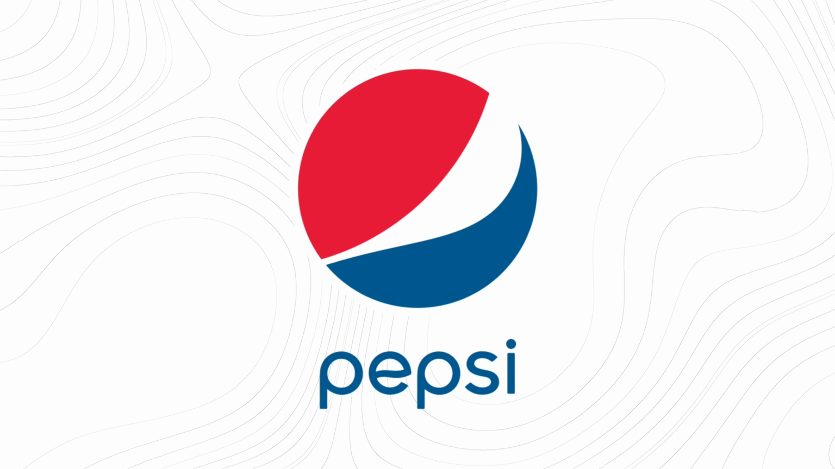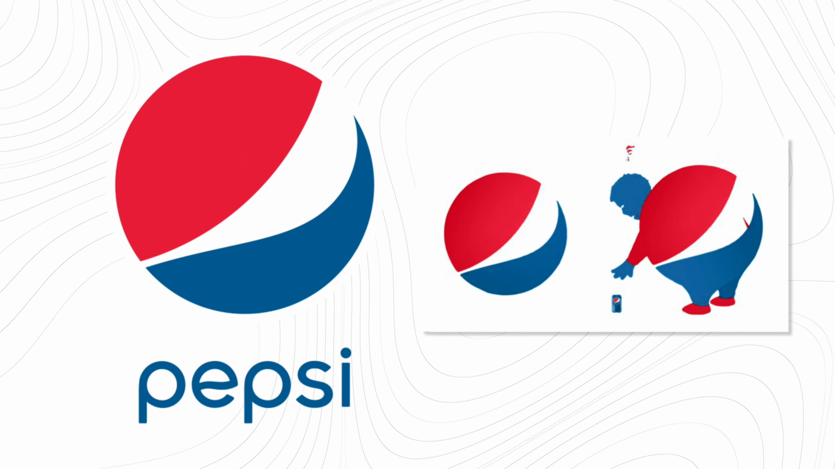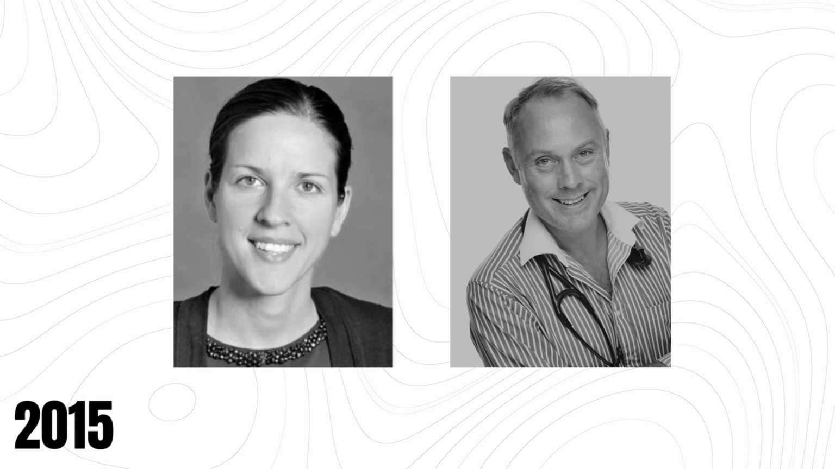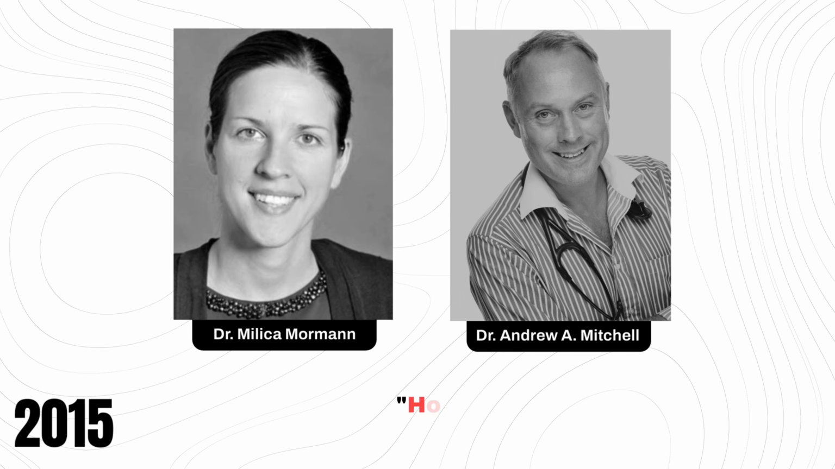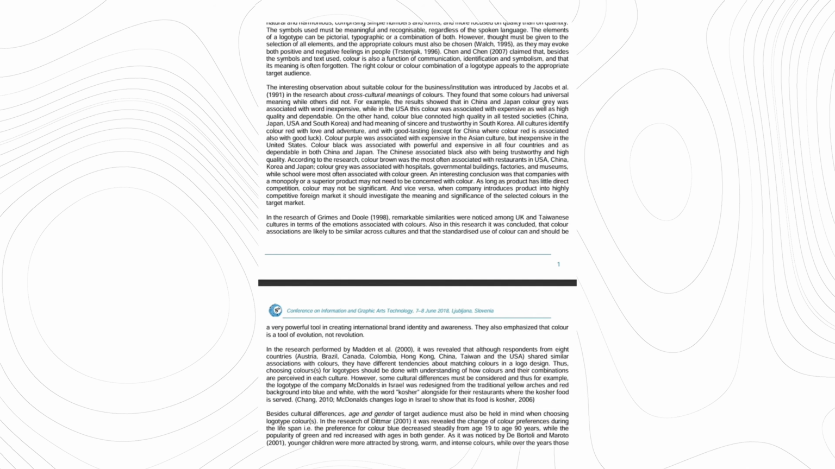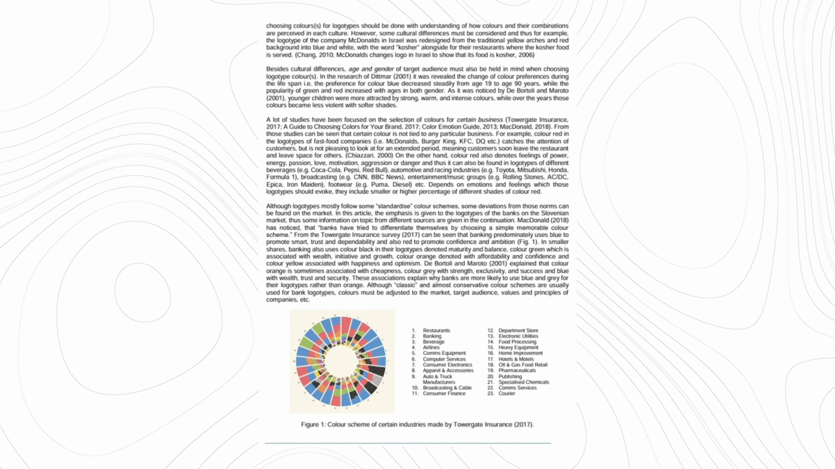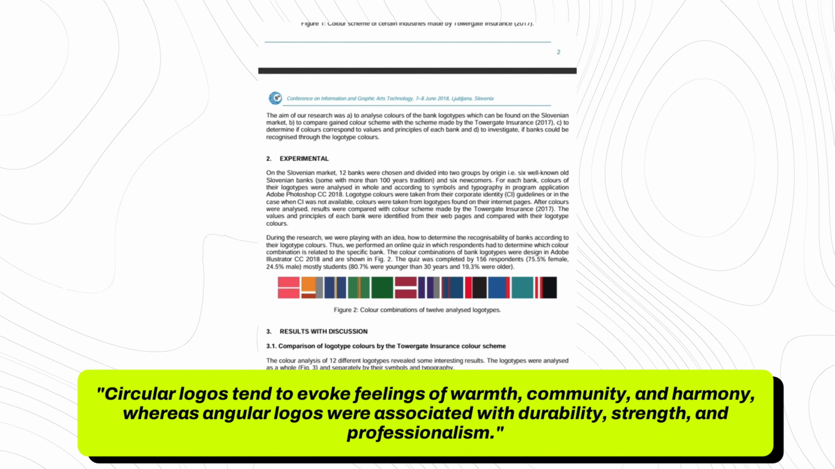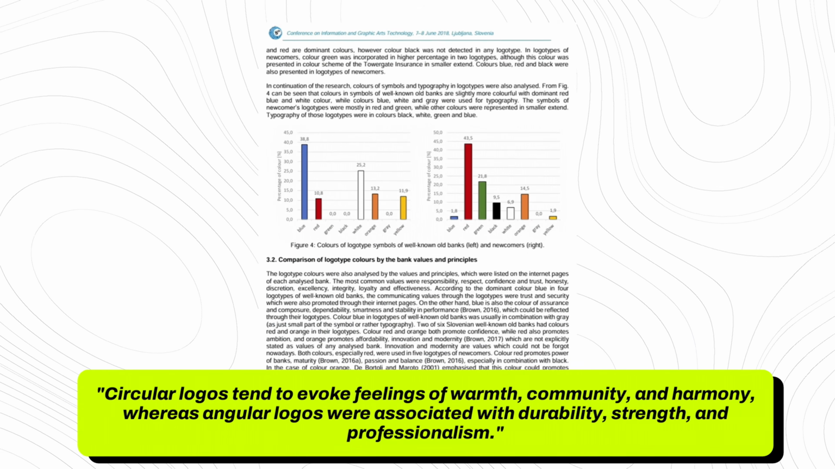But get this, the influence of logo shapes, including those of brands like Pepsi, has been studied to understand consumer perception. Research often cited in this field includes a 2015 study by Dr. Milika Moorman and Dr. Andrew A. Mitchell, and this examined how shape affects brand perception. Their study, Shapes, Colors, and Brand Identity: Exploring the Role of Visual Properties in Consumers, which was published in the Journal of Marketing Research, found that circular logos tend to evoke feelings of warmth, community, and harmony, whereas angular logos were associated with durability, strength, and professionalism.